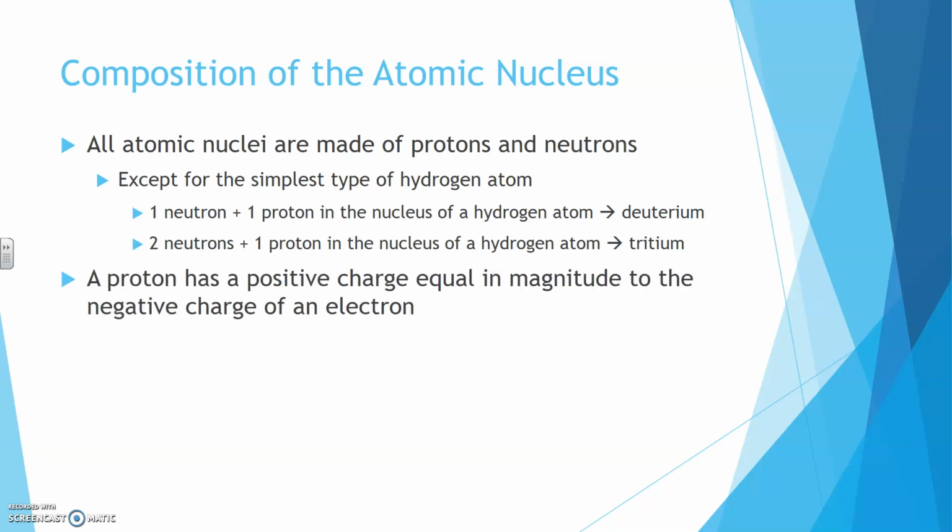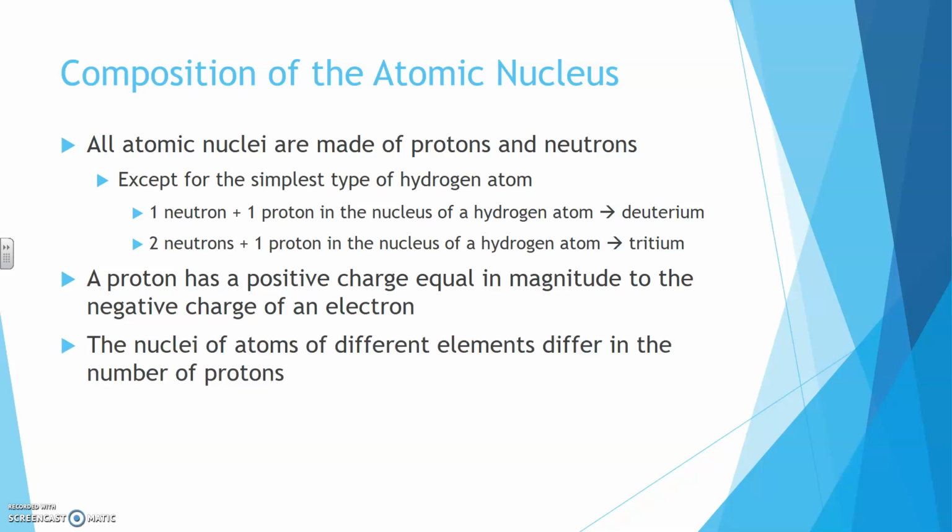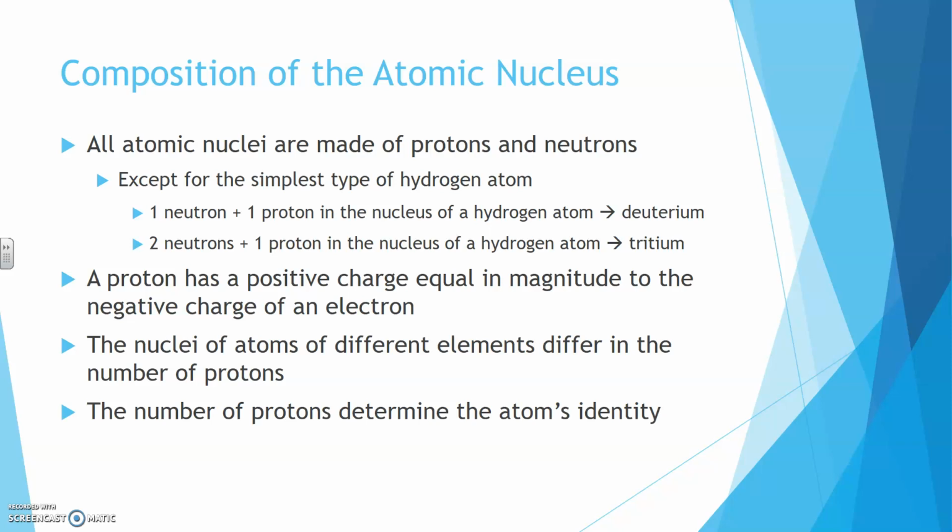So a proton has a positive charge, which is equal in magnitude to the negative charge on an electron. So even though the electron doesn't have mass compared to a proton, it does actually balance out the charge. So the nuclei, or the nucleus of an atom, of different elements differ in the number of protons. They can differ in the number of neutrons, don't necessarily have to, but they have to differ in the number of protons if they are different elements. And again, the number of protons determines the atom's identity, determines what element it is.